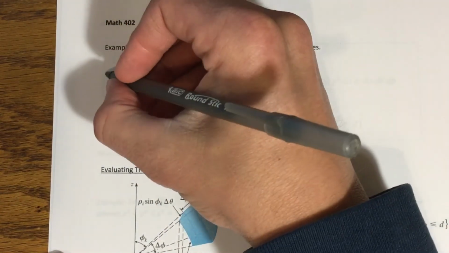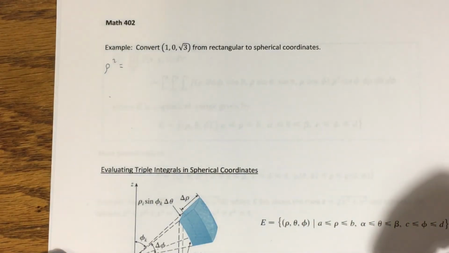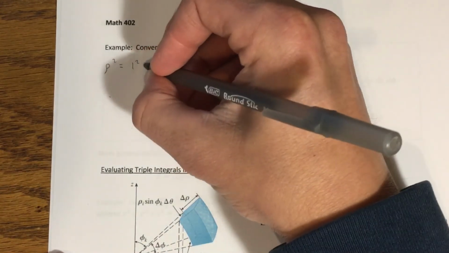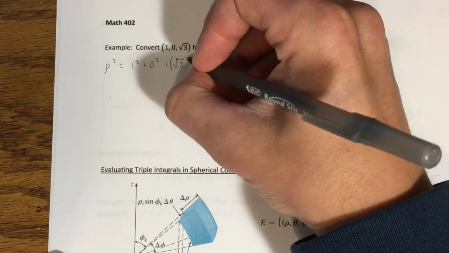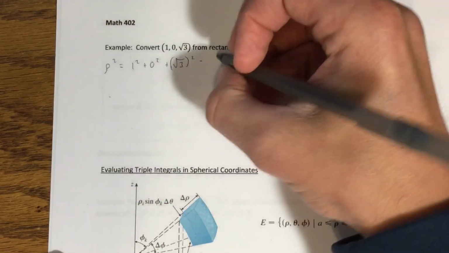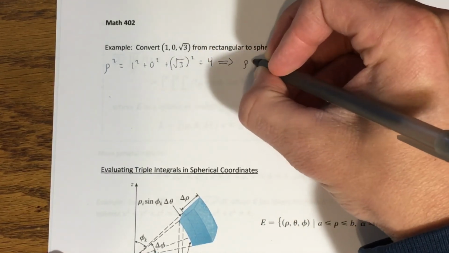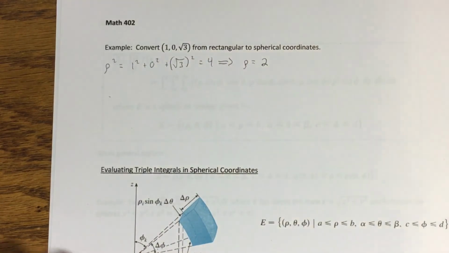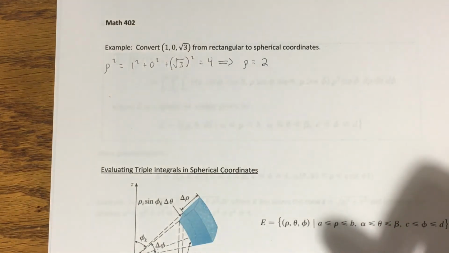So remember, rho squared is equal to x squared plus y squared plus z squared. That's 1 squared plus 0 squared plus root 3 squared, or this would just come out to 4. This implies that rho is equal to 2. Not plus or minus 2. Remember, rho is strictly defined to be a non-negative number, so we don't have to bother with pluses and minuses here.